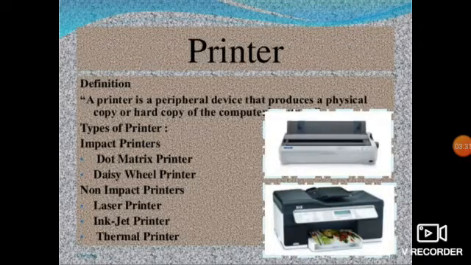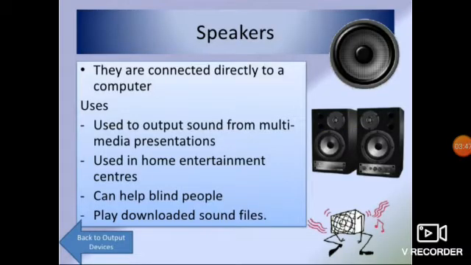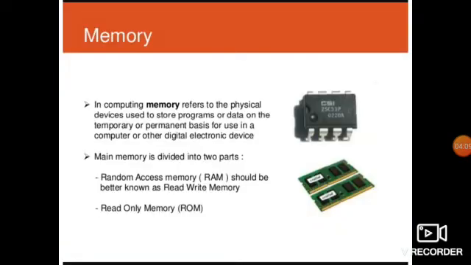Printer. A printer is a peripheral device that produces a physical copy or hard copy of a computer document. There are two types of printers: impact printers and non-impact printers. Speakers. They are connected directly to a computer and are used to output sound from multimedia presentations, used in home entertainment centers, and can help blind people play downloaded sound files.